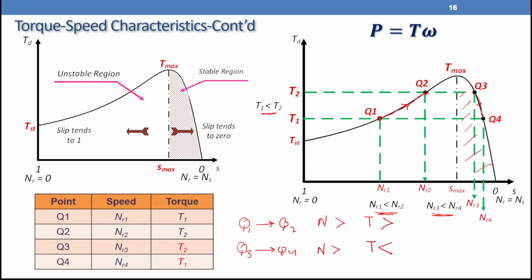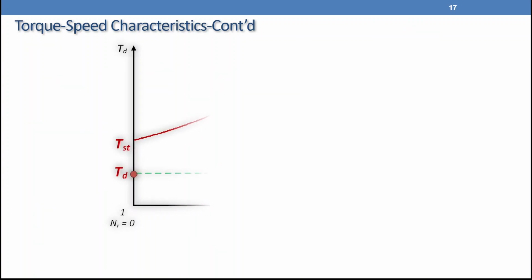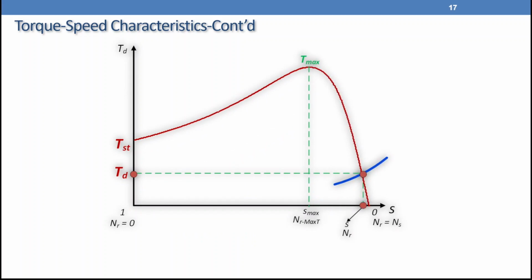So we can say that from S = 0 to S lower than S maximum, that one is a stable region, while from S maximum to S smaller than 1, that one is an unstable region. So now we can put the torque speed characteristics in the final format. We have here two regions, one before the maximum and another one after the maximum, which is a stable operation. So the motor is going to operate in this region. That one is the stable region.